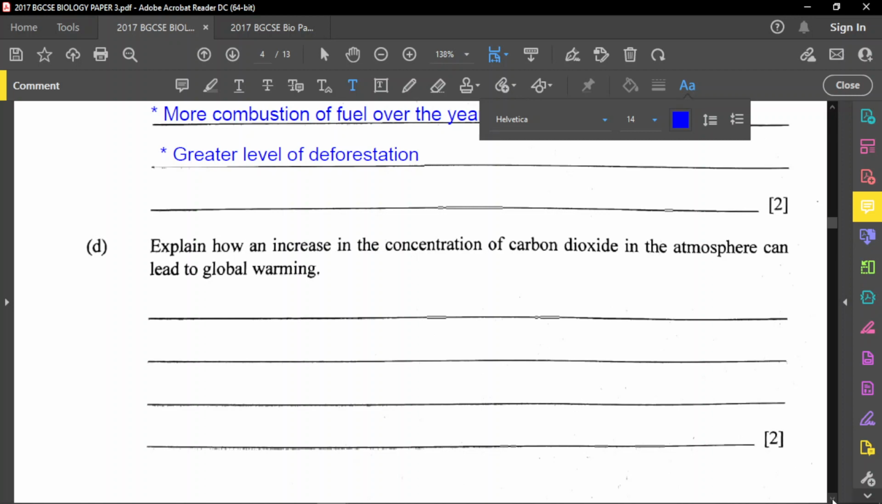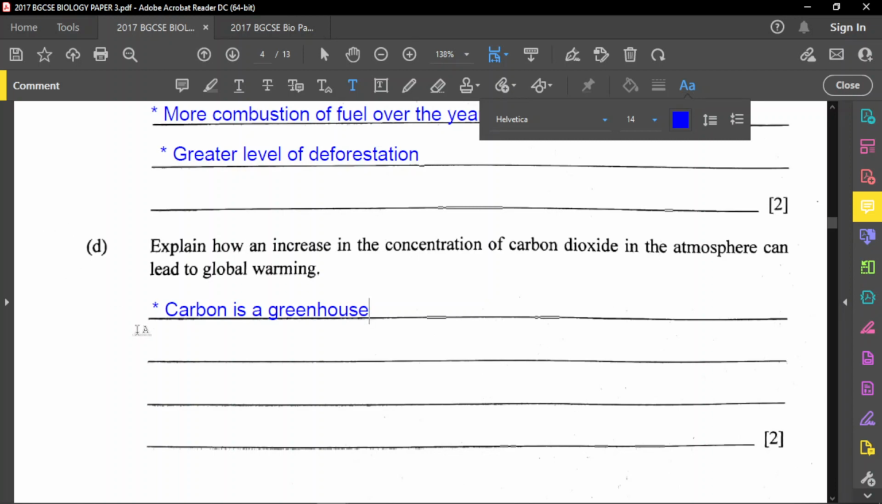The first thing to mention here, for two points, is increasing carbon dioxide. How can it lead to global warming? The first point I want to make is that carbon dioxide is a greenhouse gas, which means it sits up in the atmosphere at the ozone layer and is capable of trapping heat. So it's a greenhouse gas.